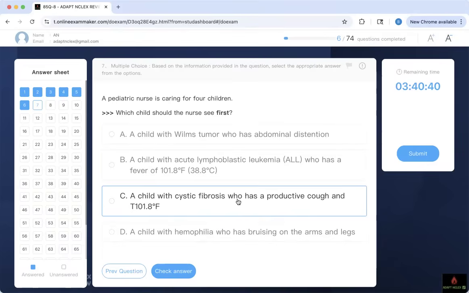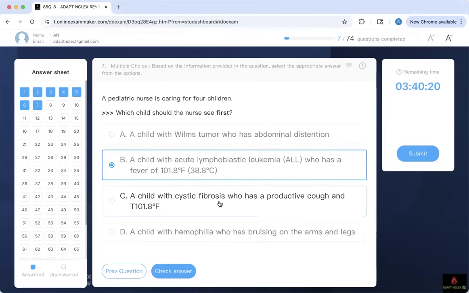What do you think? Once again, forget about the big words, the diagnosis, focus on the problem that is happening to them. You can have ALL, but if there's nothing happening to you, I don't care. If you have cystic fibrosis, I don't care what is going on. Which answer choice do you pick? B is the right answer. Why? ALL, leukemia, low-grade fever, sepsis, neutropenic precaution. I got to worry about it. Otherwise, you're going to get into trouble.